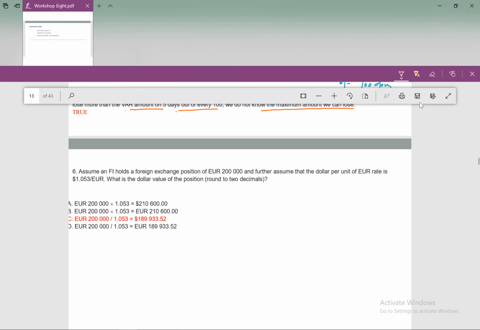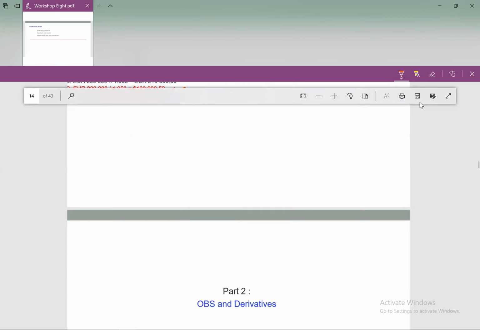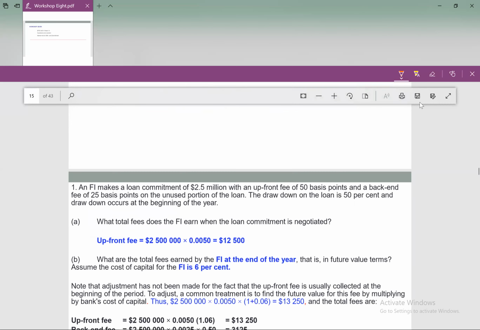Okay. Assume a financial institution holds a foreign exchange position of euro 200,000. This is just easy. So 200,000 over the exchange rate, it's this amount, 189. So this is for this one.